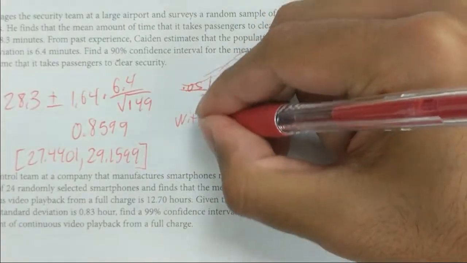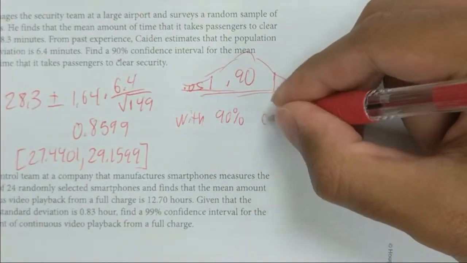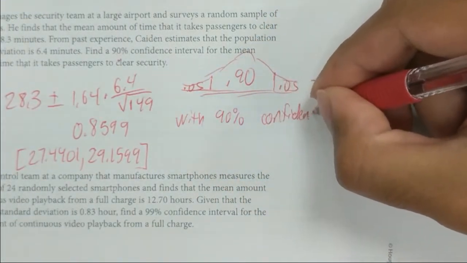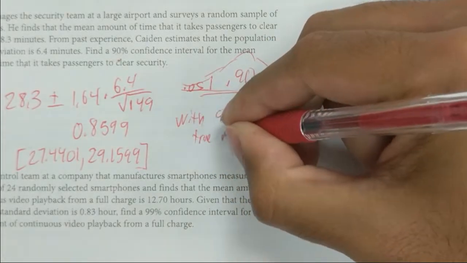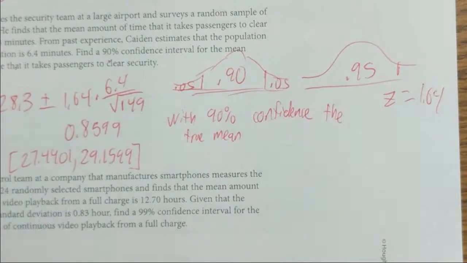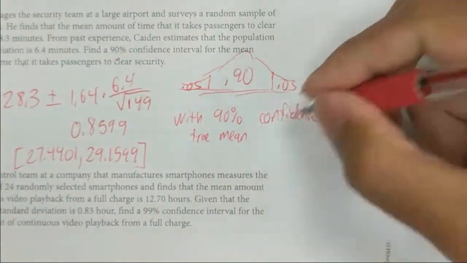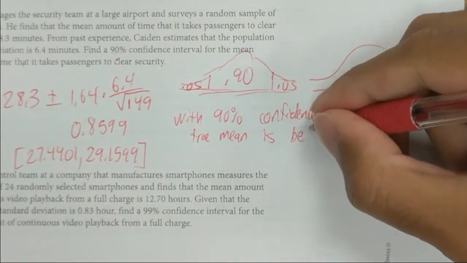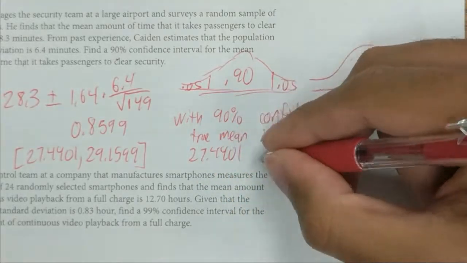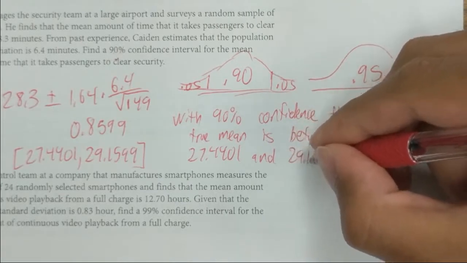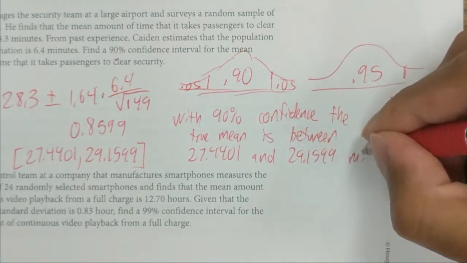Okay, with 90% confidence, the true mean amount of time it takes passengers to clear security is between 27.4401 and 29.1599 minutes.